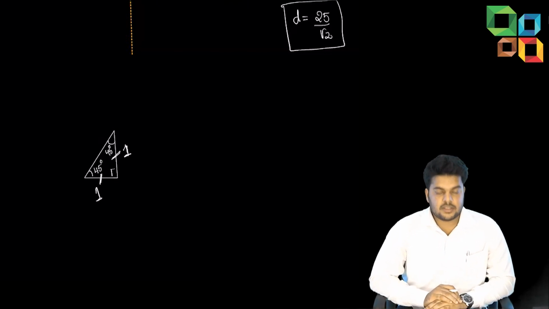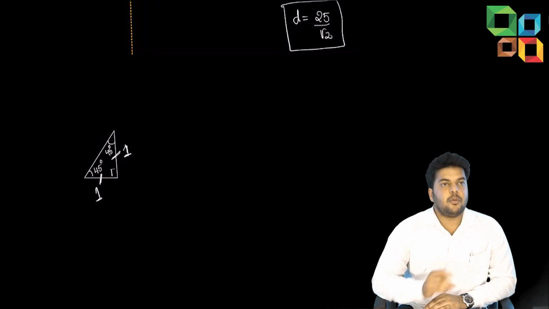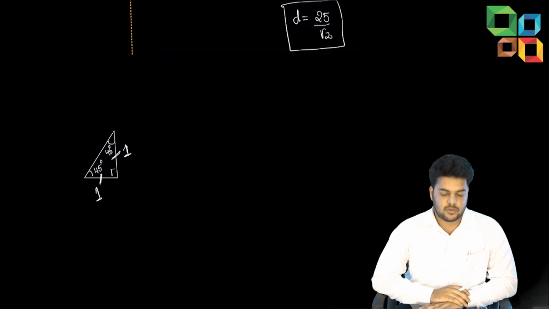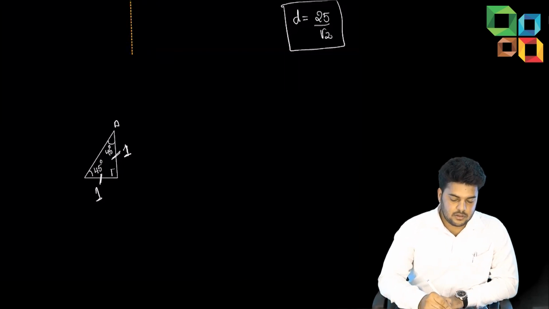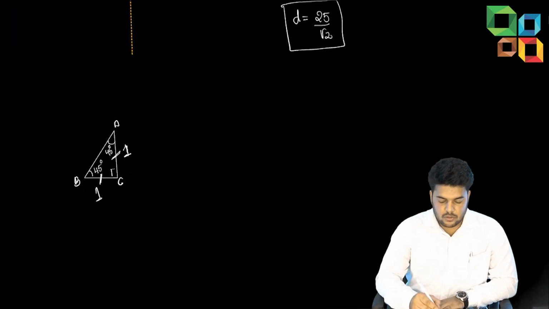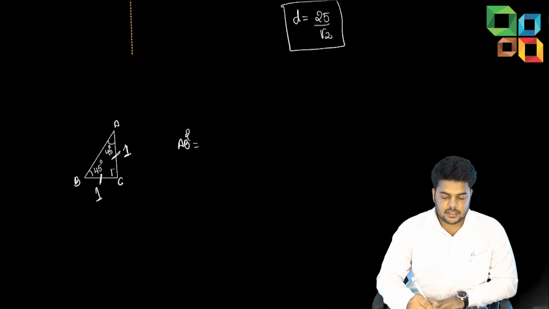Okay. Now, what does the Pythagoras theorem say? I want to figure out the hypotenuse now. I can figure out the hypotenuse if I know the 2 sides, isn't it? Let's name this triangle ABC. So hypotenuse AB squared is equal to AC squared, which is 1 squared, plus BC squared. So this will come out to be 1 squared plus 1 squared. This is my AB squared.